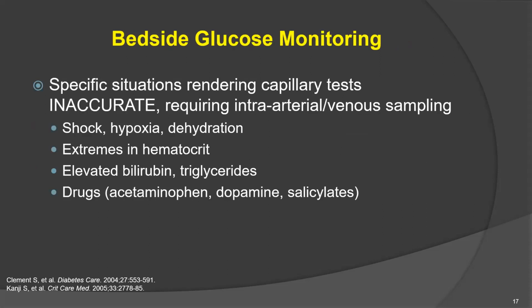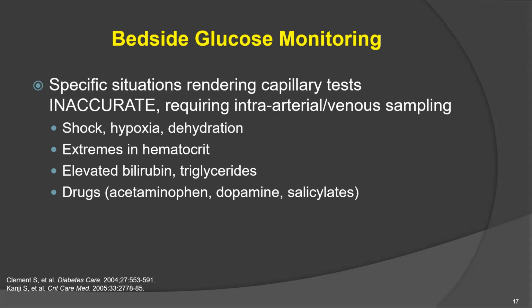Regarding blood glucose monitoring, there are specific situations rendering capillary tests inaccurate, requiring intra-arterial or venous sampling instead. These should be kept in mind. These are the caveats when blood glucose monitoring through capillary test can misguide you. And what are they? Shock, hypoxia, dehydration, and when the blood flow is not good enough to be reliable.